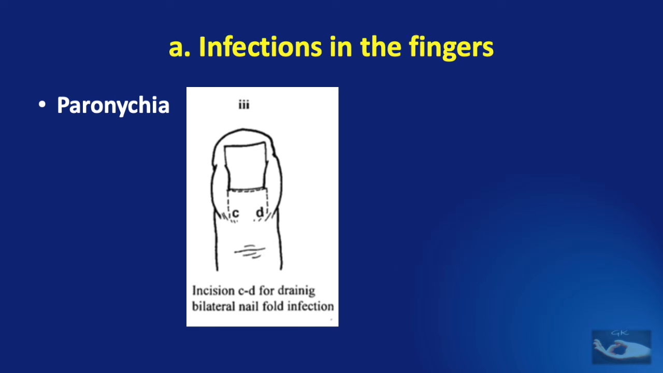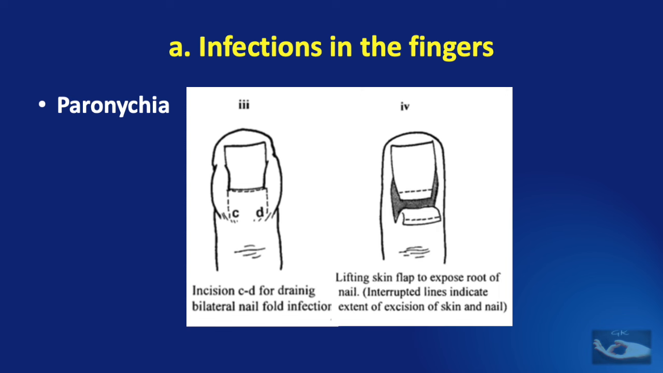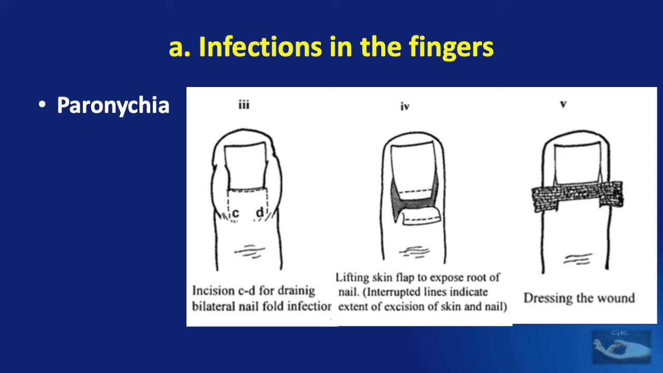A similar but slightly different incision is made for bilateral paronychia, and elevating this nail fold flap drains the collection and also allows excision of a portion of the skin and nail. Once this is done, a small dressing is applied between the raised skin flap and the nail bed.